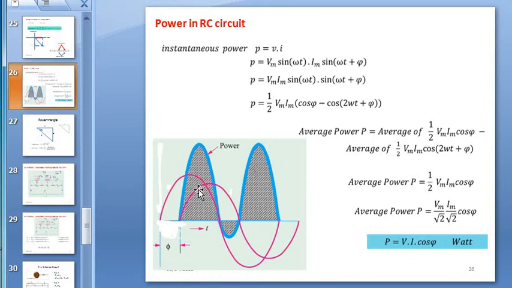When both voltage and current are positive, the power will be positive. When any one of the parameters is negative, the power will be negative. So here itself we can observe that the positive curve of the power is more than the negative curve. It means the RC circuit is absorbing more power. The positive and negative curves are not equal. Therefore, we cannot say that the RC circuit is never consuming power. It is consuming power.